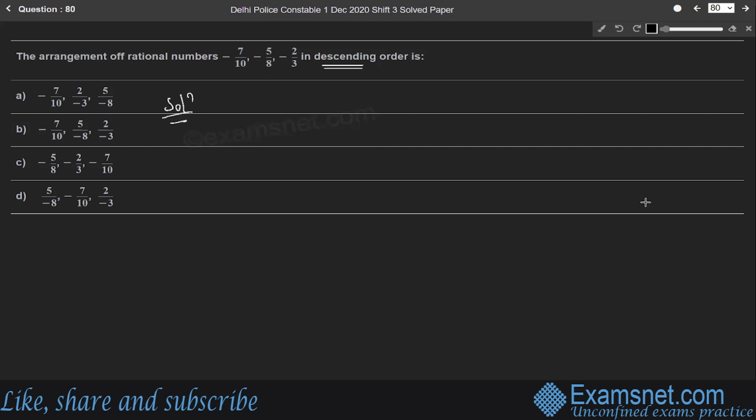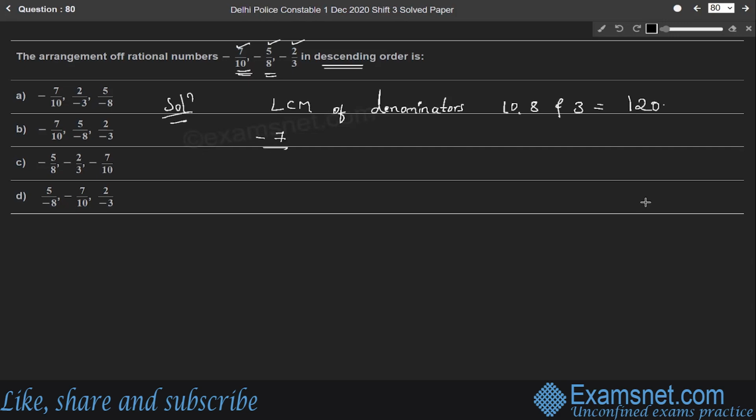So let us take the LCM of the denominators 10, 8, and 3. LCM of denominators 10, 8, and 3 is equal to, so here LCM is 120. So the lowest common multiple is 120, so that we can express each rational number with the same denominator. So each rational number will have the same denominator.